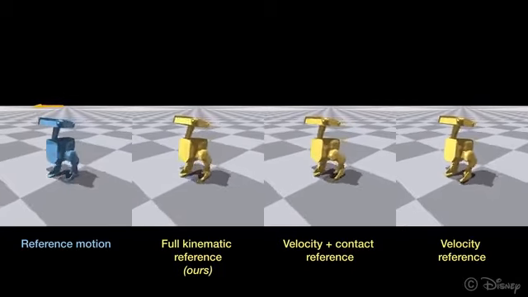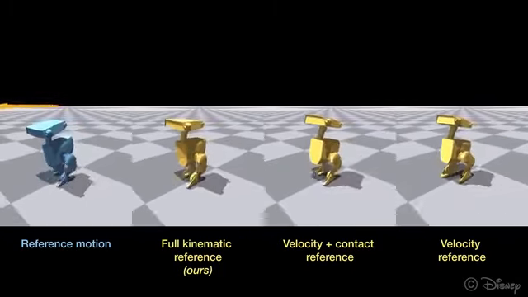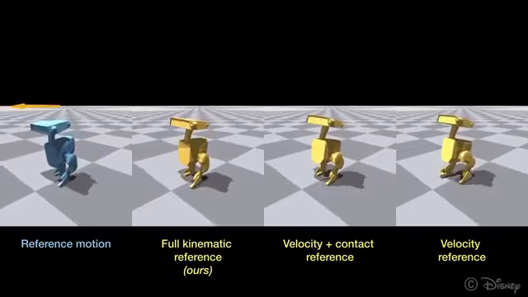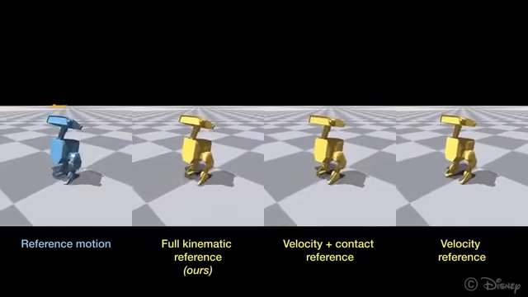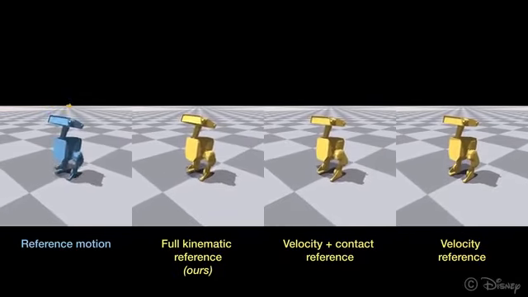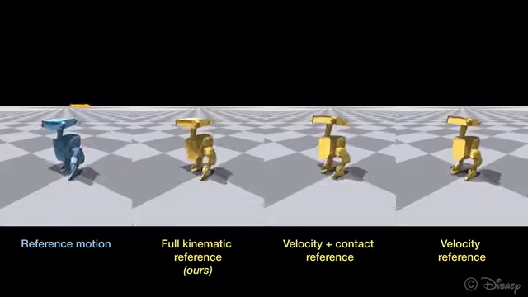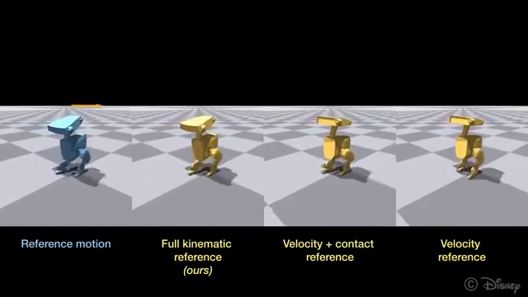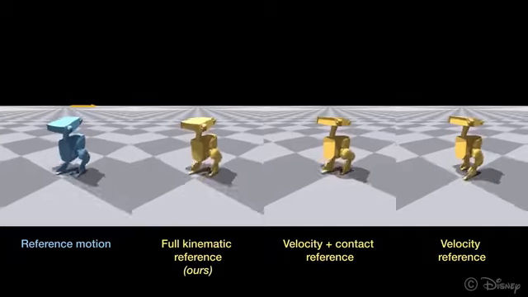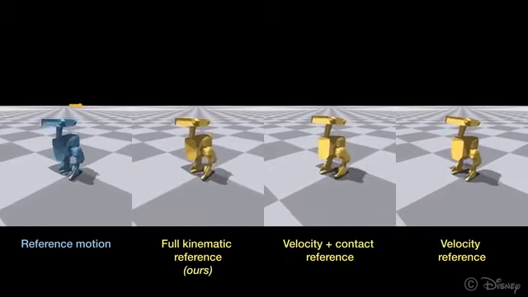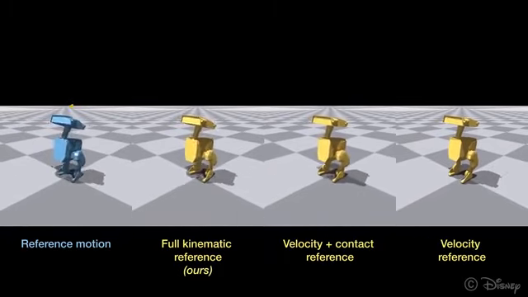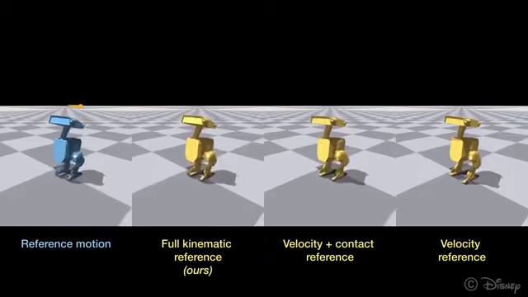In this ablation study, we compare the policy output of our method, which is trained with the full kinematics reference in the reward, to versions where we ask to track the body velocity and foot contact state, and where we track the body velocity only. It can be seen that only with the full body reference are we able to capture the nuances of the reference motion, such as head and body tilt.